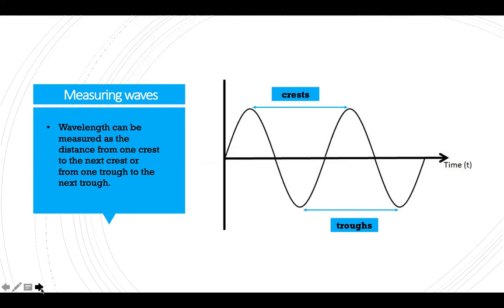Scientists also measure another characteristic of waves. Wavelength can be measured as the distance from one crest to the next crest or from one trough to the next trough.